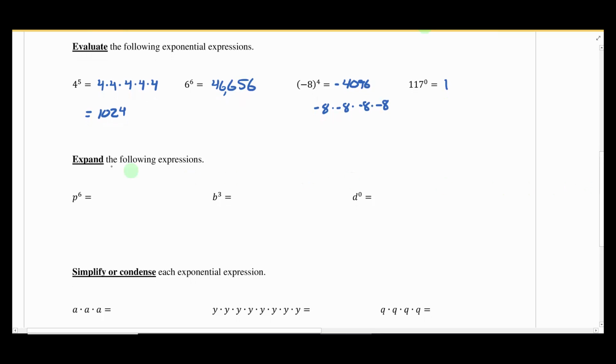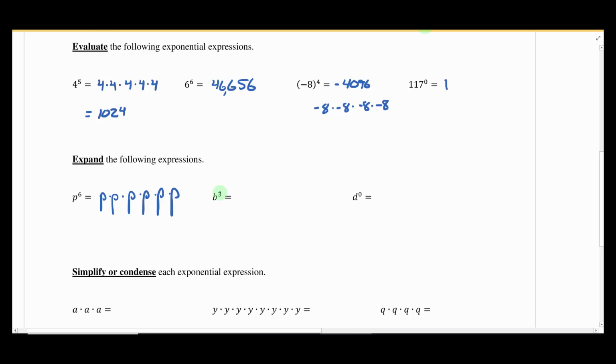Expanding comes in more handy when we deal with variables. So you'll notice here the bases of our expressions are variables. They're not numbers, right? But it still means the same thing. So p to the 6th power still means p times p times p times p times p times p, 6 times. Just whatever number it is, even if it's a variable, an exponent is telling you to multiply that thing by itself 6 times.